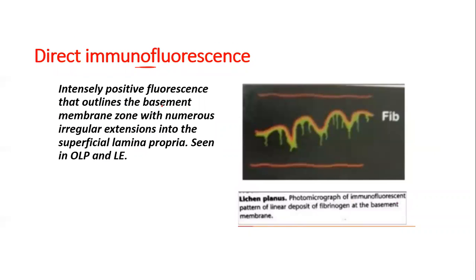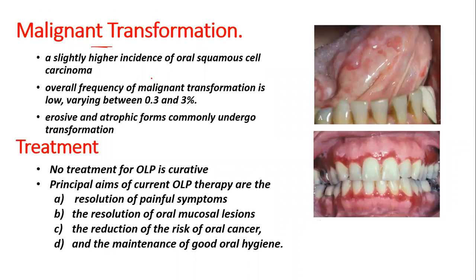The direct immunofluorescence results in a positive fluorescence in the basal membrane zone with extensions into the lamina propria. The malignant transformation is 0.3 to 3%, highest in the erosive form, right? The ulcerative form shows the highest malignant transformation and it is considered a pre-malignant lesion.